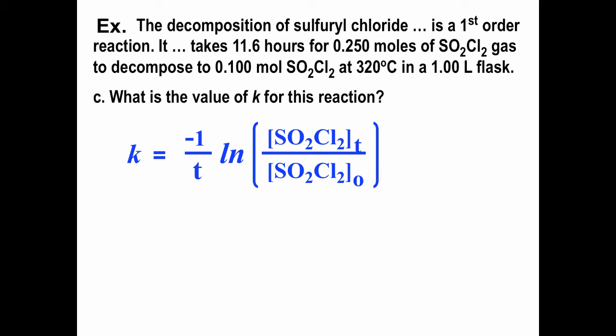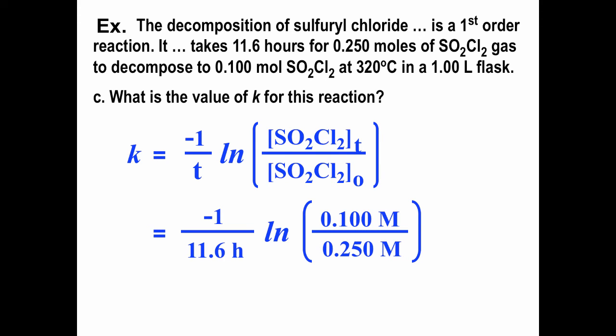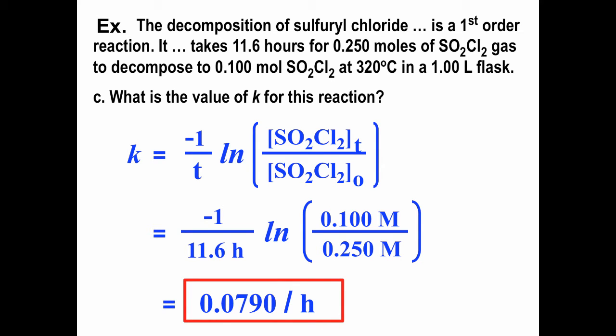Now it's time to plug in values. If we take the equation we just solved for K and plug in that initially we have 0.250 moles per liter of our SO2Cl2, initially 0.25 moles in a 1 liter flask. After 11.6 hours, we have 0.100 moles per liter of SO2Cl2, 0.1 mole in a 1 liter flask. And then if we do the math on this, what we end up with is 0.0790 per hour as the value for K.